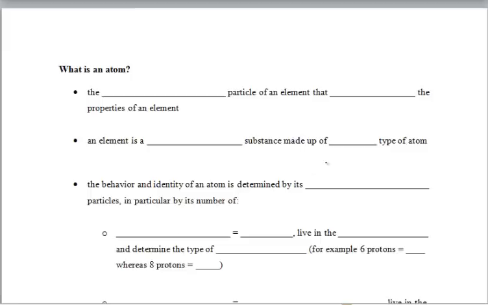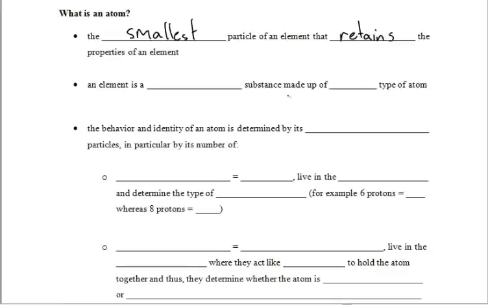So what is an atom? It is the smallest particle of an element that retains the properties of the element. It's a great textbook definition, but what does it really mean? Well, pretty much it means if you had an atom of gold and you were to try and break it into something smaller, it would no longer act like gold. An element itself is a pure substance that is made up of one type of atom.